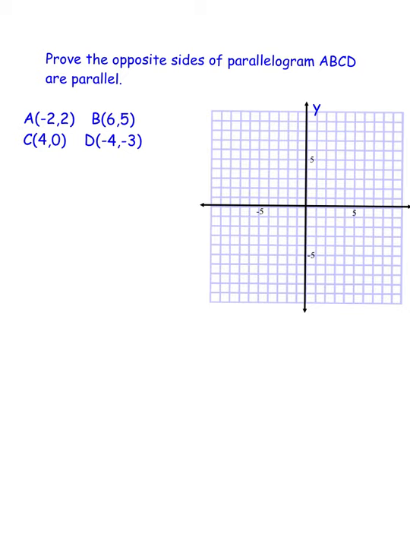If we look at the second proof here, it says prove that the opposite sides of a parallelogram, ABCD, are parallel. When you see the word parallel, I want you to think same slope. And the opposite sides in a parallelogram, there's 4 sides, so we're going to do 4 slope formulas. Once again, I'm going to hit pause for a moment. I'm going to do the work, and then I will come back and explain it to you.